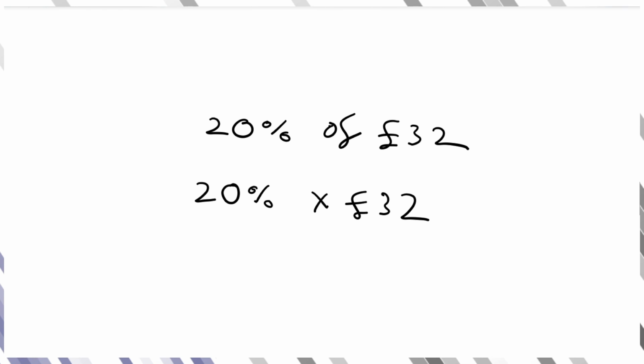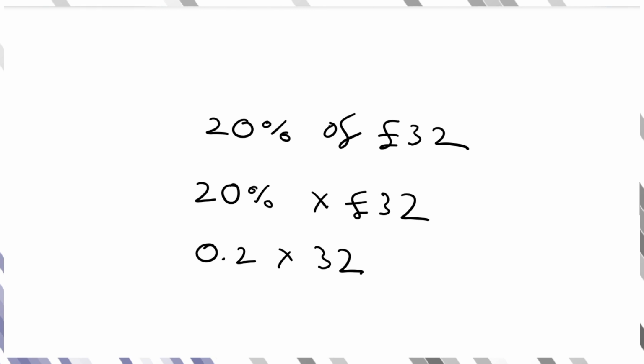If you don't have a calculator, the easiest way to do this would be to convert this to a fraction or a decimal. So to convert it to a decimal, we just divide it by 100, which would be 0.2. So we can do 0.2 times 32. We can ignore the pound symbol for now, we'll put it back later. 0.2 times 32, we could work that out, or we could convert this to a fraction and then we can kind of simplify everything. It works out itself.